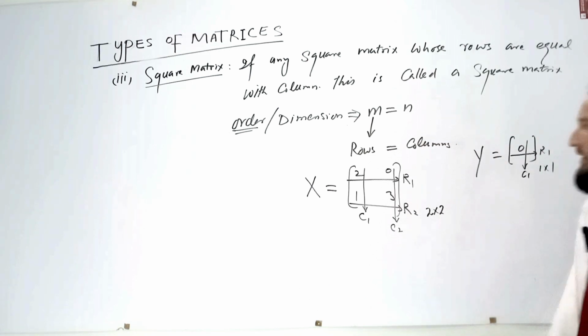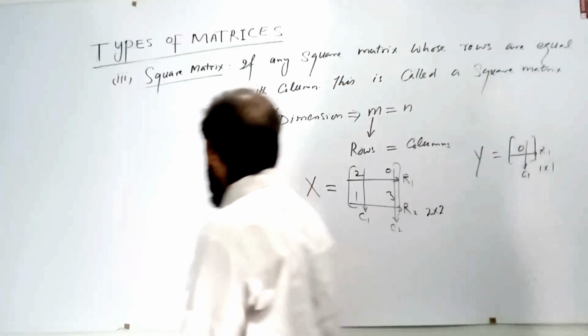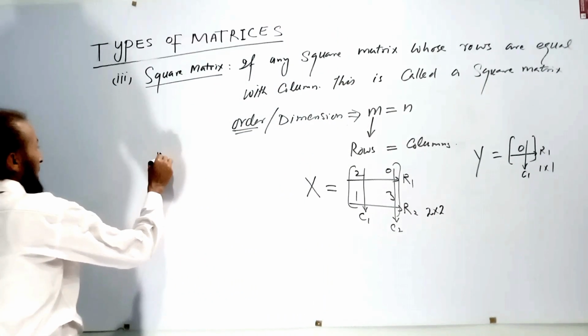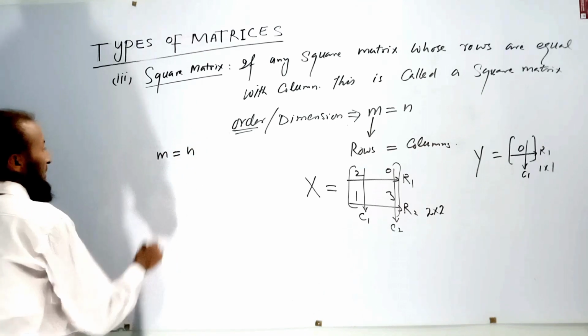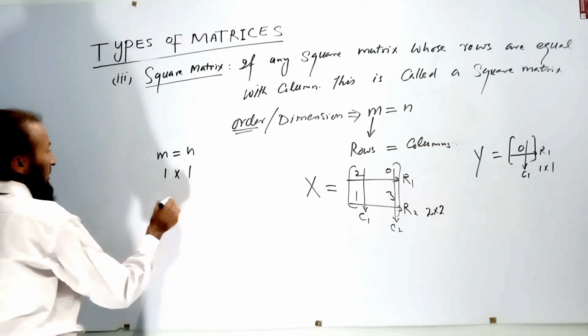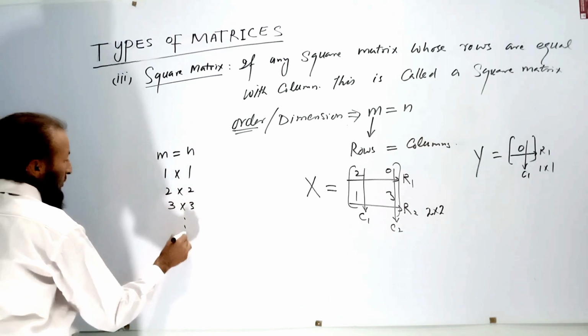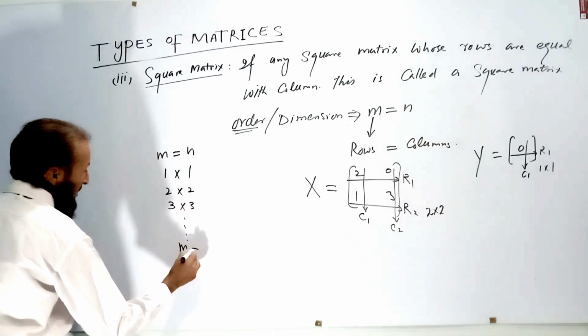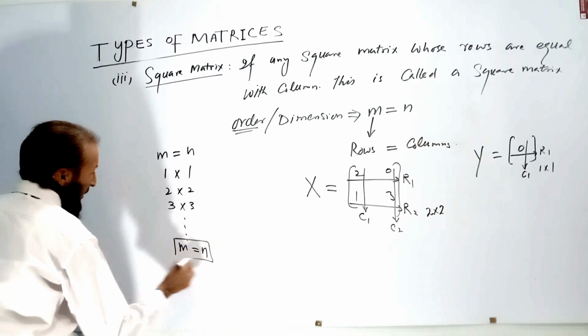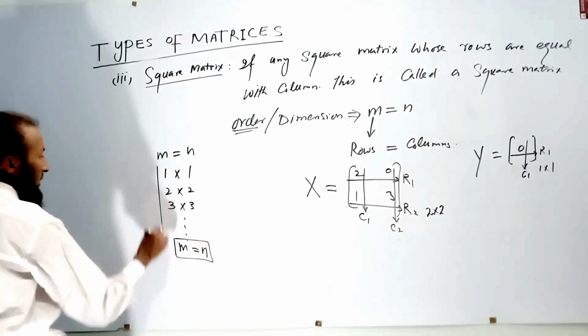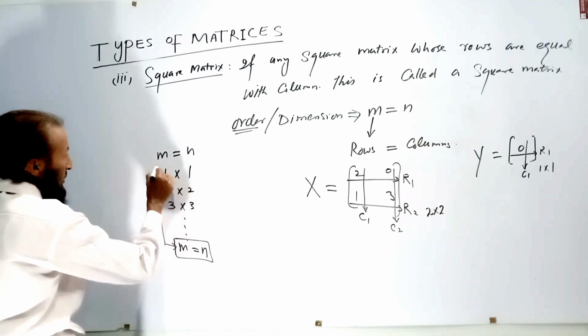Now the square matrix is generally represented in this form, n cross n, meaning 1 cross 1, 2 cross 2, 3 cross 3, and so on, n cross n. The number of rows must be equal to the number of columns. So this is the summary of the square matrix.